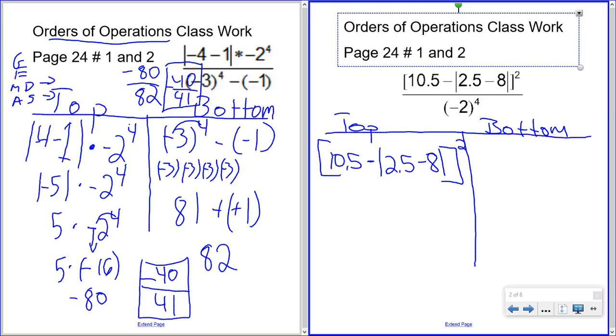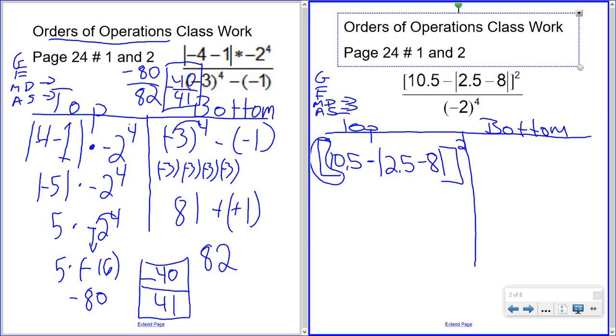So do we see a grouping? Why, yes, we do see a grouping. This is our first grouping, right? Let's go ahead and write down that GEMDAS every time to help us to remember. Our first grouping is here, right? This is our first signal of grouping, that's our bracket.